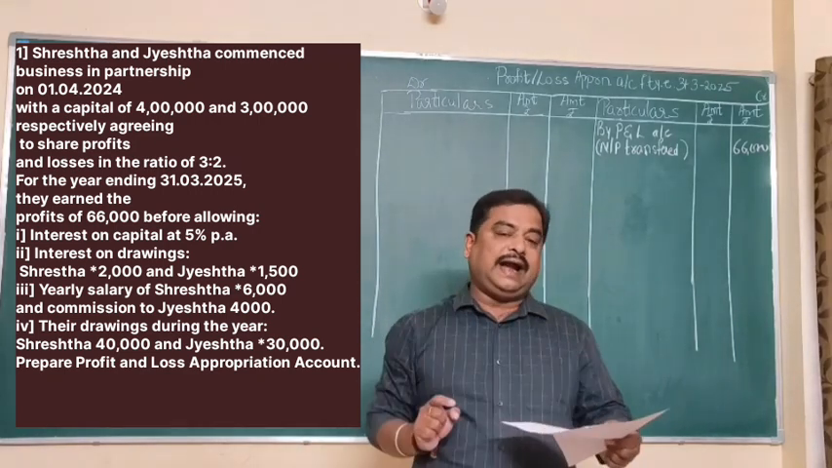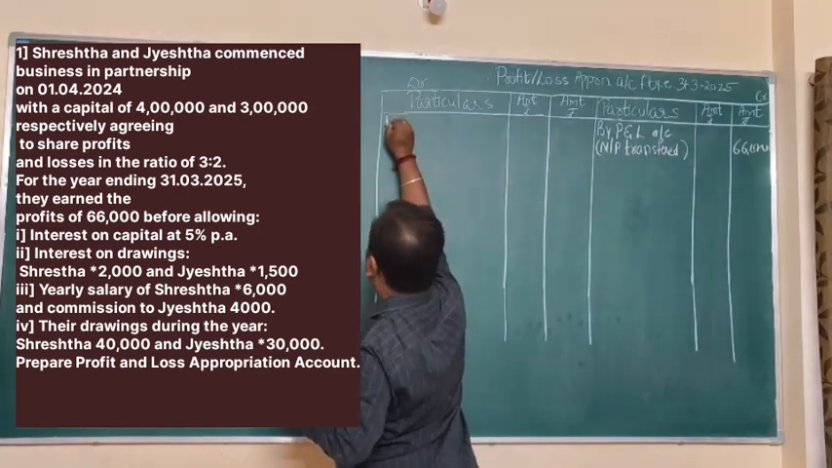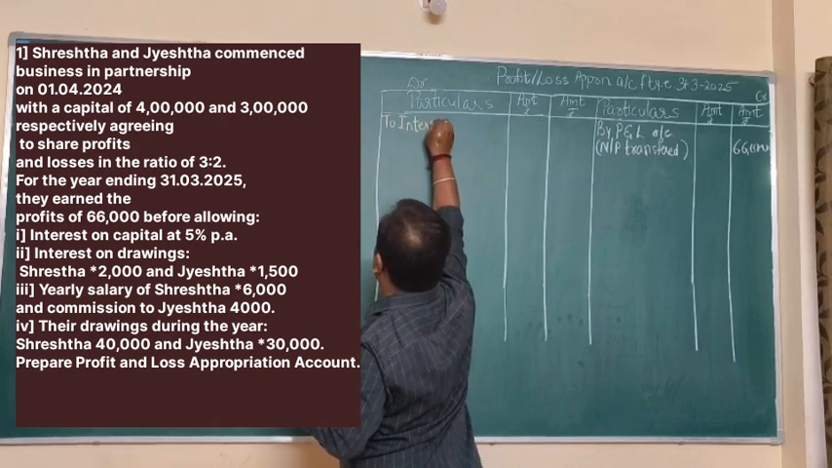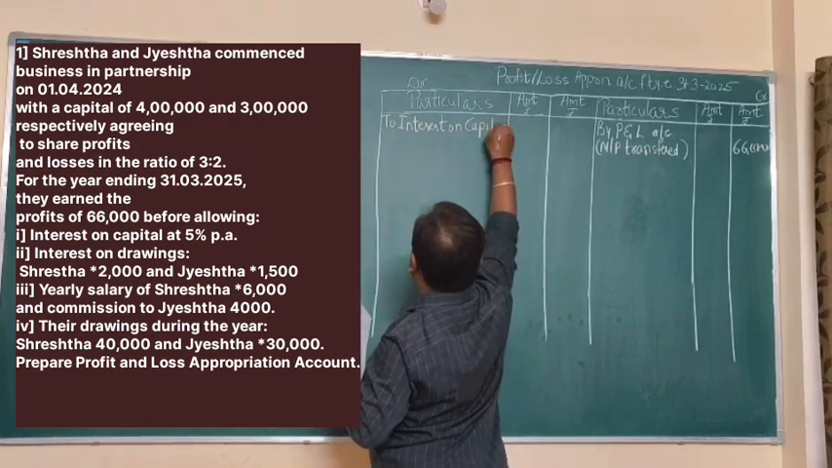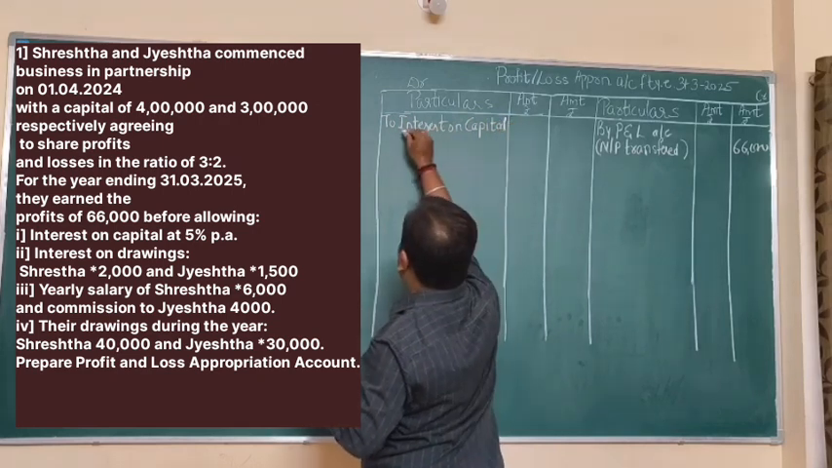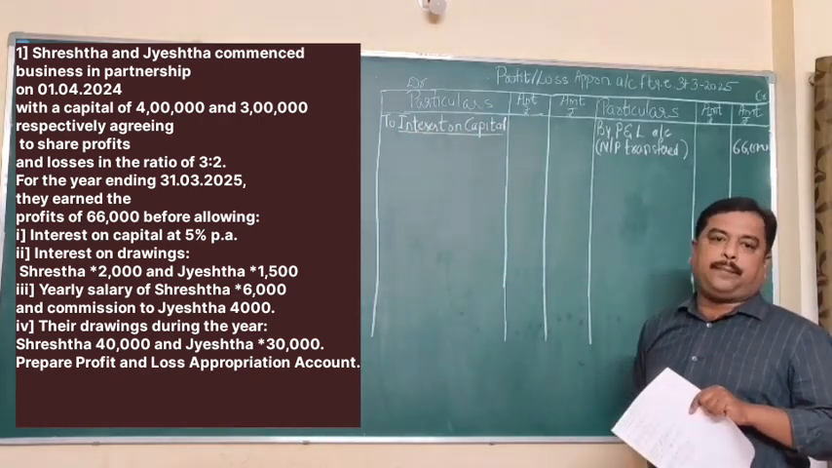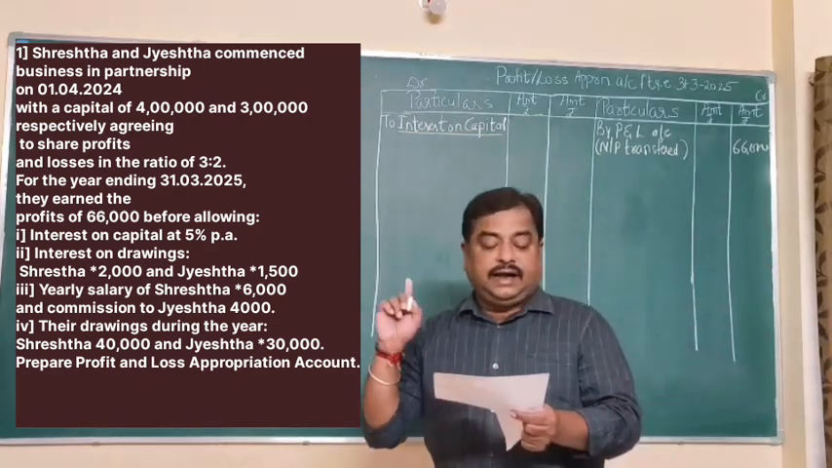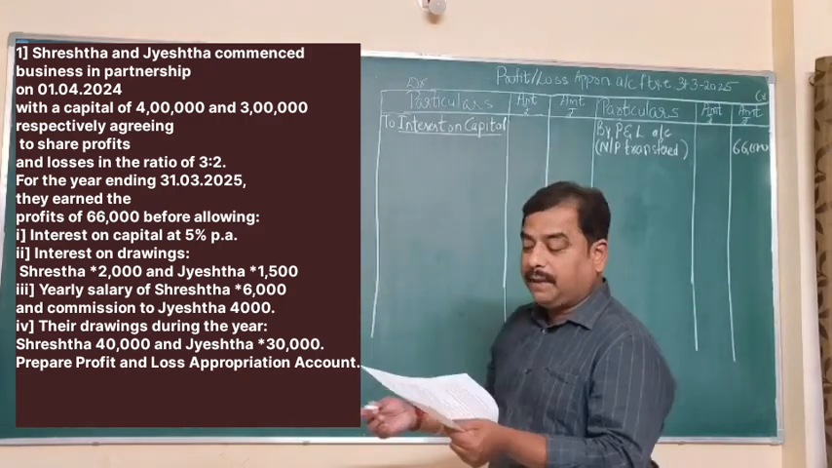Okay. Now what are the adjustments here? Interest on capital at 5% per annum. Where do we record it? Here. To interest on capital, and just draw the underline under this interest on capital. What is the interest on capital? 5%. On what do we calculate interest on capital? Naturally on the opening capital.